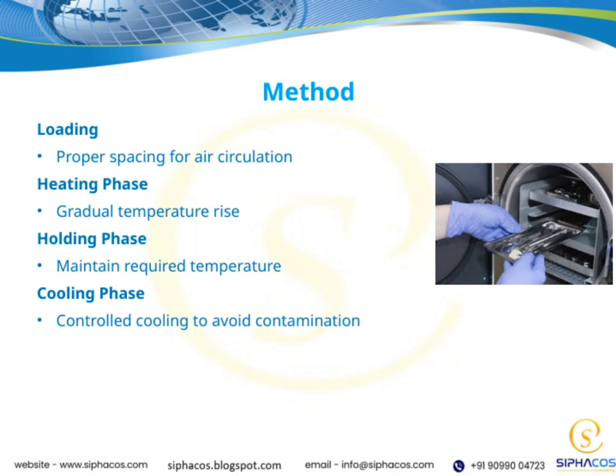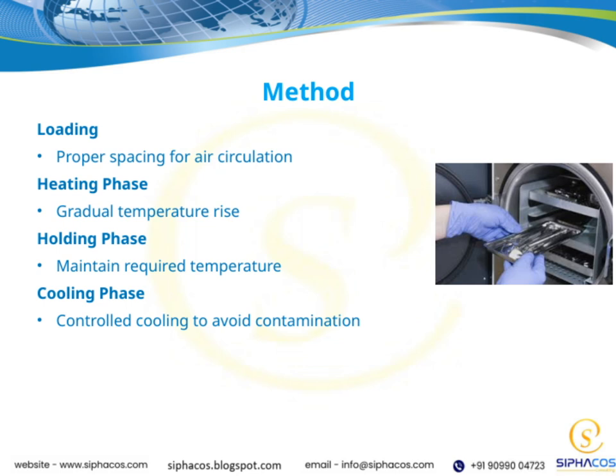During this stage, we maintain the required temperature steadily. This ensures that the process is consistent and that the material undergoes the proper treatment. Finally, we move into the cooling phase. Here, controlled cooling is key to prevent contamination and to ensure the material cools evenly. Rushing this step could compromise the integrity of the process, so careful regulation is essential. Overall, each of these steps, loading, heating, holding, and cooling, are interconnected and vital for achieving optimal results while maintaining safety and quality.